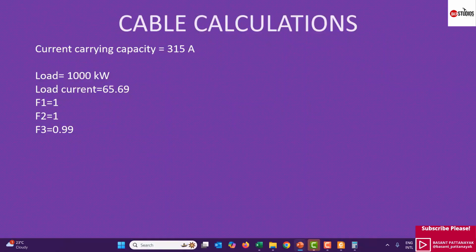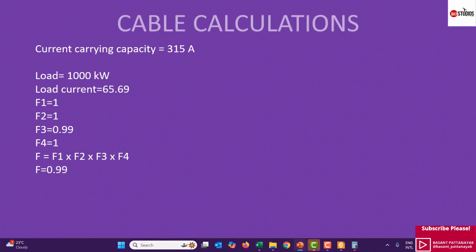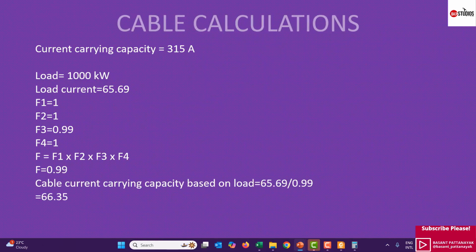So F2 equal to 1, F3, the rating factor related to depth of laying, equal to 0.99, F4 equal to 1. Then the overall rating factor F equals F1 into F2 into F3 into F4. That value will be 0.99. Then we have to find the cable current carrying capacity based on the load. That will be load current divided by correction factor: 65.69 divided by 0.99. That will be 66.35.